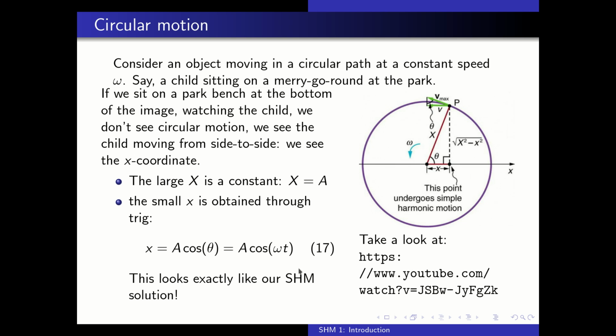Now we left off the delta. We could have thrown a delta in here to indicate where the child is at time t equals 0. Take a look at this YouTube video. And this will give you a little animated example of this. It might help you understand a little bit better.